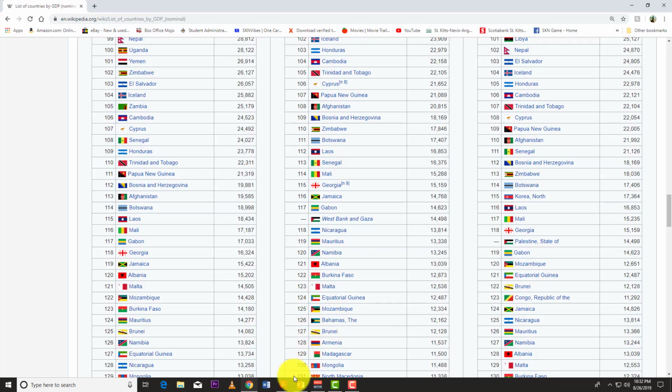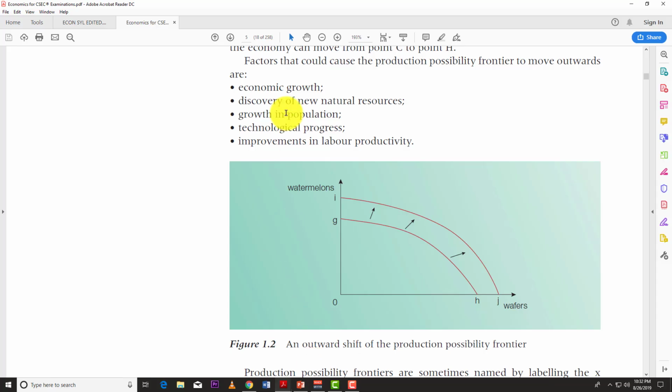So that is why when they say here that economic growth can cause the production possibility curve to shift outwards, it means you have more resources at your disposal as a country, so you can produce more goods. That's what it simply means. You get more resources in the economy now because the economy has grown. So you get more labor, more capital, more resources in general. So that would cause the curve to shift outwards.